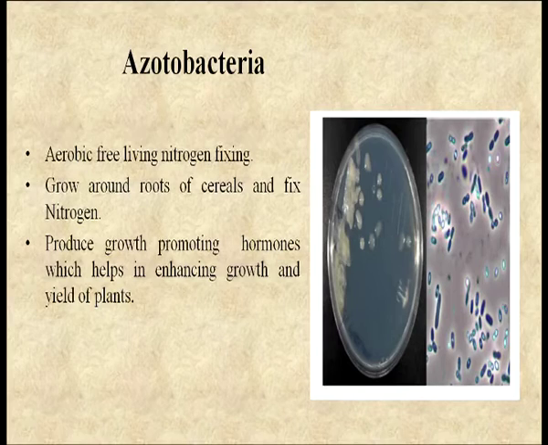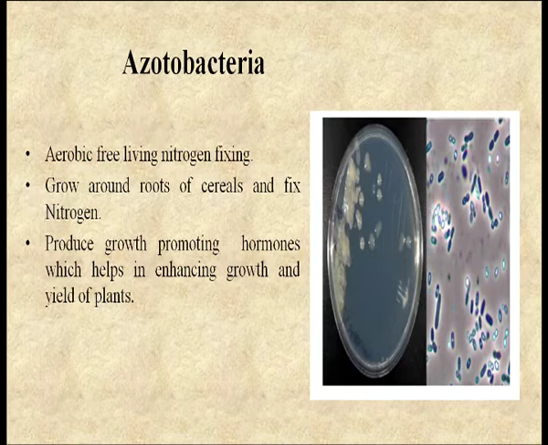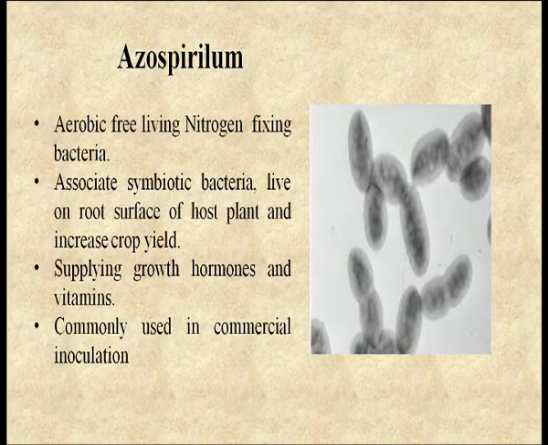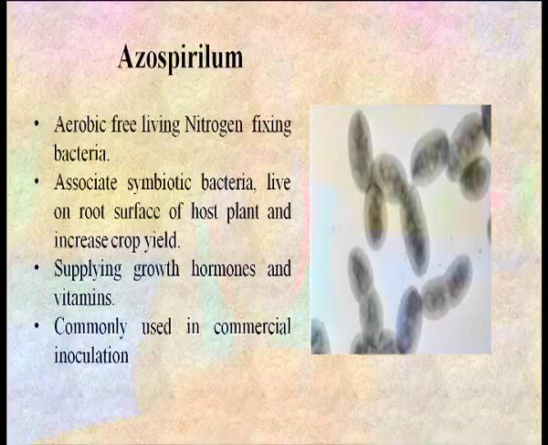Next is Azotobacter. These are aerobic free-living nitrogen-fixing bacteria that grow around the roots of cereals and fix nitrogen, and produce growth-promoting hormones which help in enhancing growth and yield of plants. Next is Azospirillum. Aerobic free-living nitrogen-fixing bacteria, associative symbiotic bacteria that live on the root surface of the host plant and increase crop yield by supplying growth hormones and vitamins, commonly used in commercial inoculation. Next is blue-green algae.